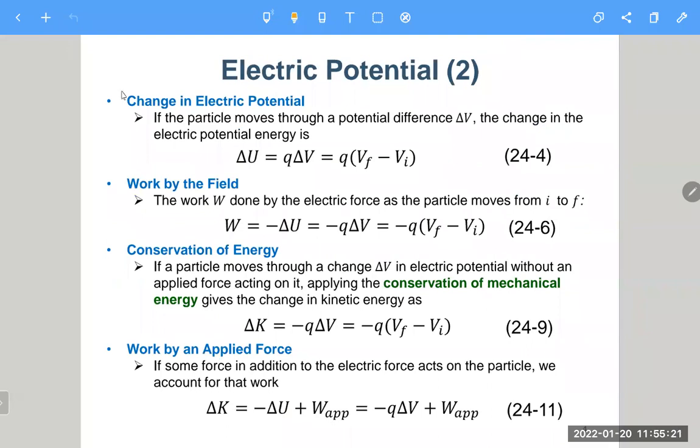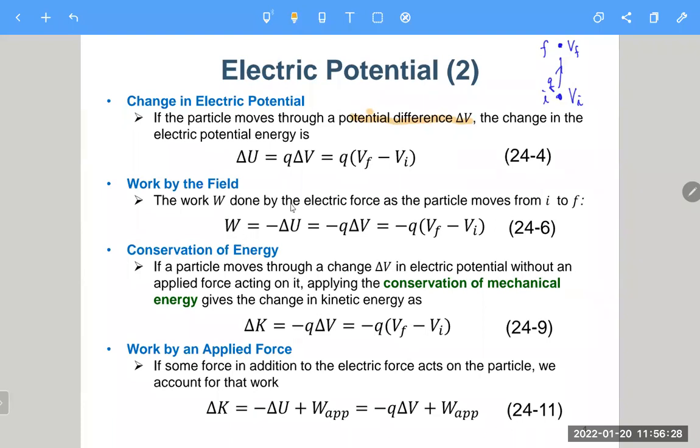Okay, so here is some relationship. This is delta U, which is the potential energy difference between two points. Suppose you have a charge at the initial position, and you try to move it to the final position. At the initial point, you have Vi as the electric potential, and Vf as the final potential. With the charge amount Q, if you move it from here to here, the potential change is called the potential difference, delta V. You just subtract Vi from Vf, and then multiply by the charge amount to get the potential energy difference.